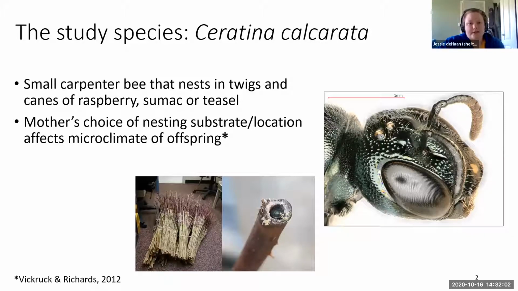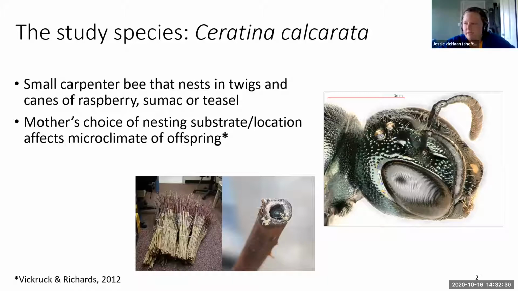We can do this by attaching a raspberry cane to a stake and putting the cane out in a sunny spot near some natural raspberry or sumac in the spring. And immediately in the spring, you can attract females who will start to dig new nests. So in the bottom right-hand photo, you can see a new female digging a new nest, and then these are some twigs that I attached to the bamboo stakes.